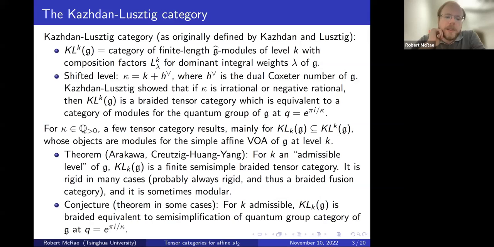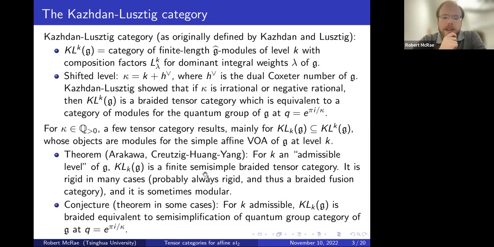But if we look at positive rational kappas, it's pretty open as to whether you get a tensor category. There are some results, but mainly for this KL lower k category, which is the notation I'll use to represent the subcategory of KL upper k whose objects are modules for the simple affine vertex operator algebra of G at level k. KL upper k is a category of modules for the universal affine VOA, which is not necessarily simple. Arakawa proved that if k is an admissible level, then KL lower k is finite and semi-simple.